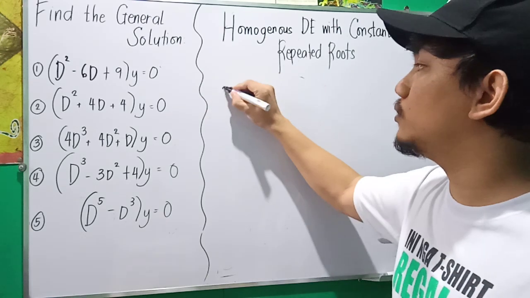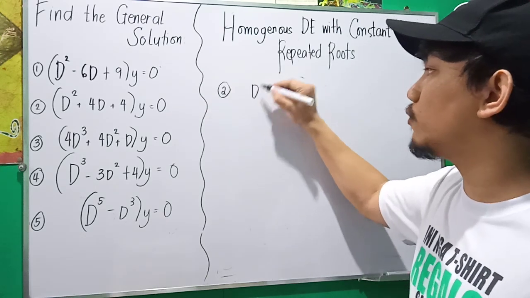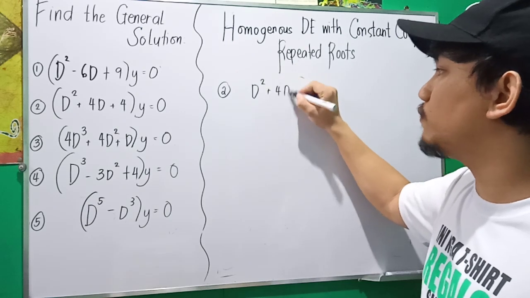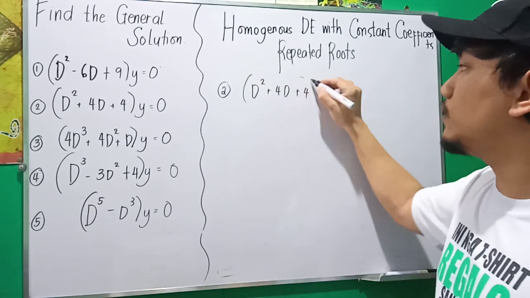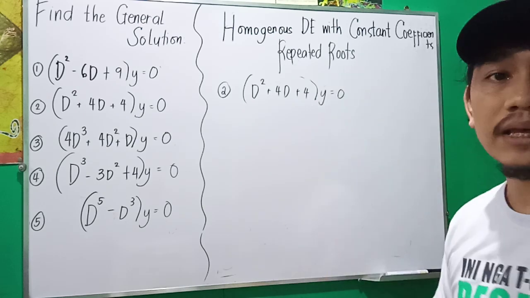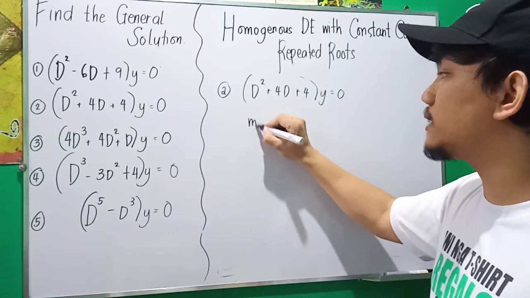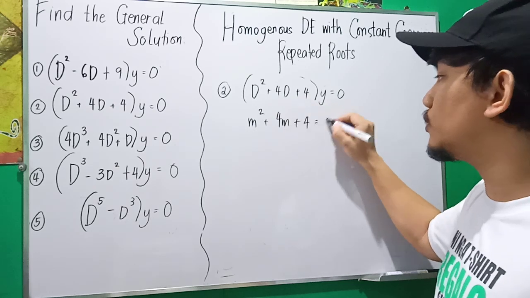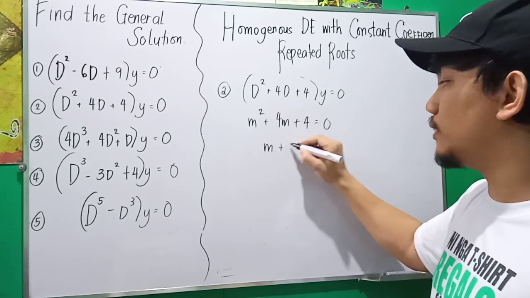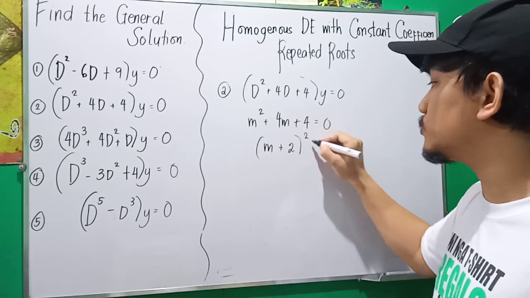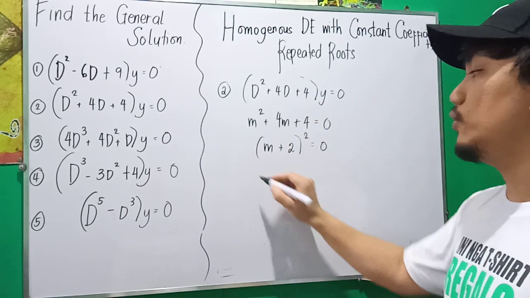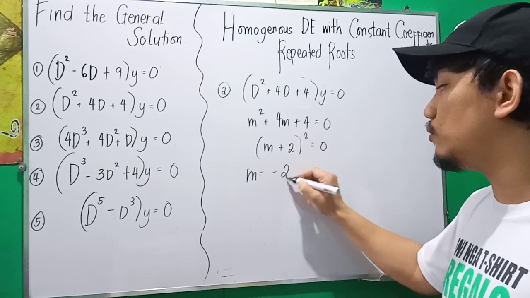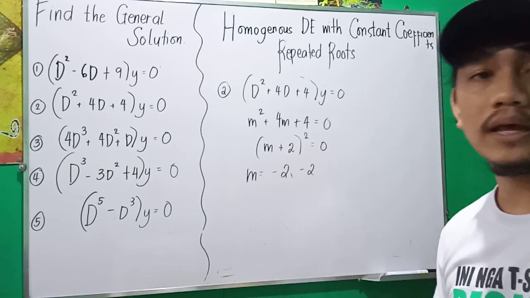Okay, so number 2, D squared plus 4D plus 4y is equal to 0. So, rewrite natin as auxiliary equation. That is m squared plus 4m plus 4 is equal to 0. So, that is a perfect square trinomial, Sir IJ. (m plus 2) squared is equal to 0. So, anong roots natin mga lodi? Naulit yung negative 2.